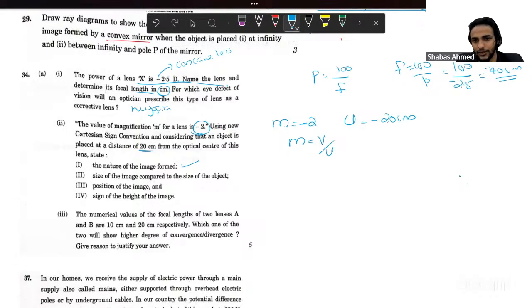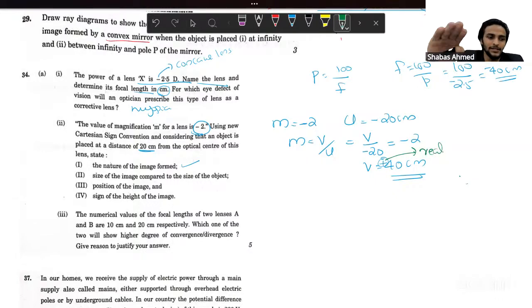So we know magnification equals V by U for the lens. So it is V by -20. The magnification is -2. So V equal to, when this -20 comes here, it will be 40 centimeter. So the V is positive. Now let's see the properties. If the V is positive, then therefore I can say this is real.